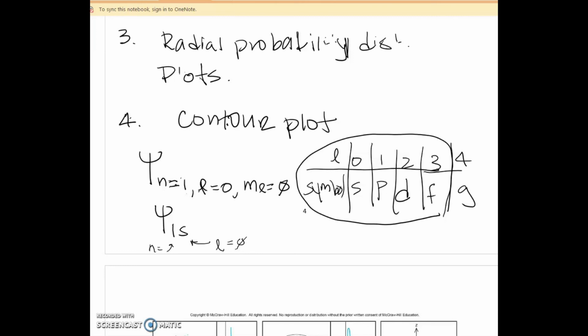Okay, so that's the end of this module. In the next module, we will be looking at the 4 plots that I just went over.